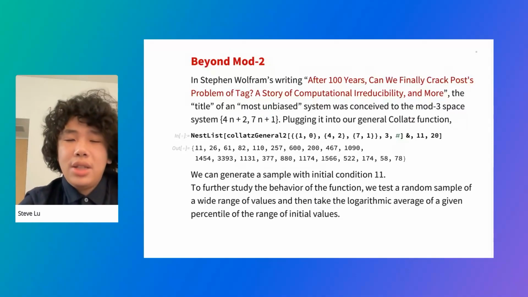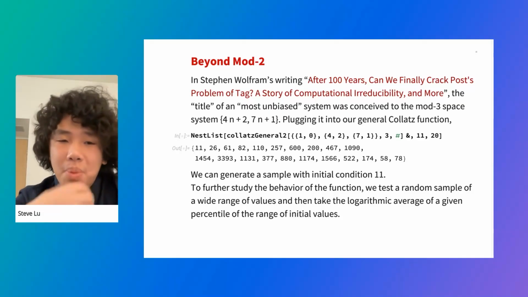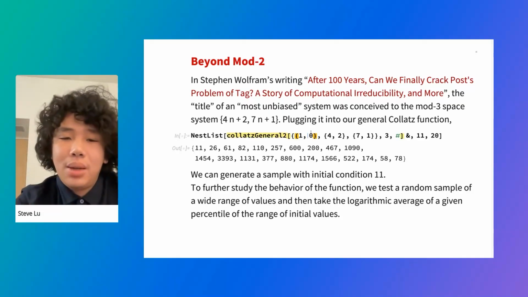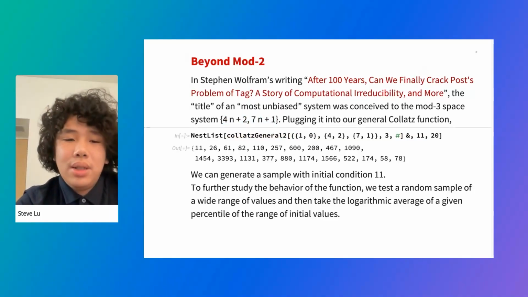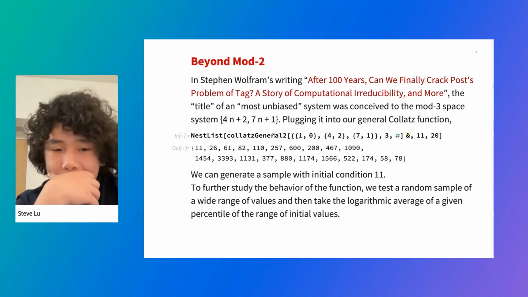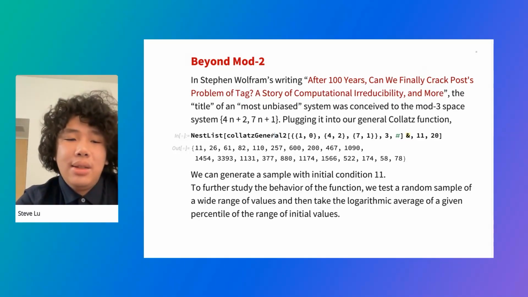So to start, I explored a system proposed by Stephen Wolfram himself in one of his writings. The title is, After 100 Years, Can We Finally Crack Post's Problem of Tag? That's a different problem, but he uses the system to illustrate something in this computational essay. So basically, we have the system 4n plus 2 and 7n plus 1. This is a similar Collatz sequence to the original one before, but this time we have three terms. And so as a result, we have three different ways of reaching any given term.